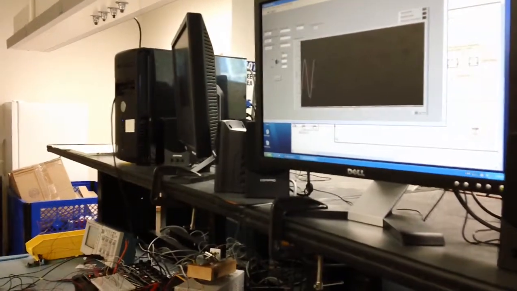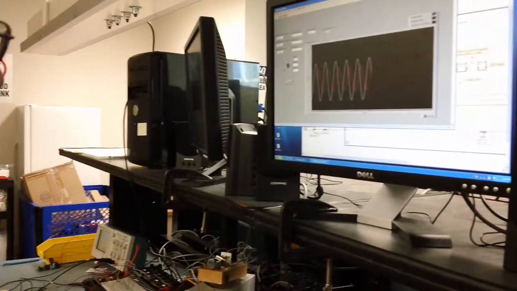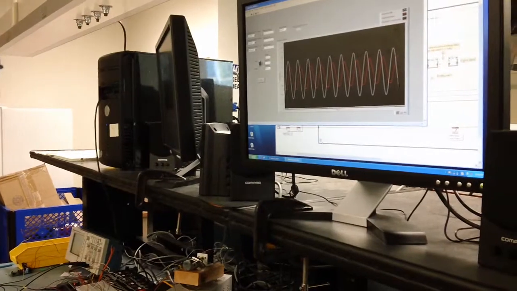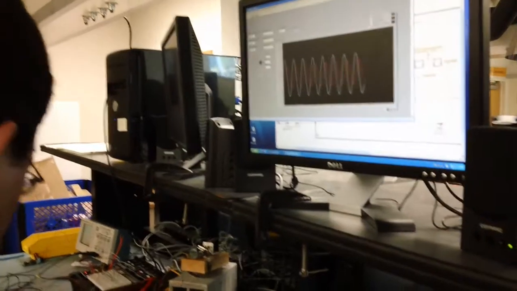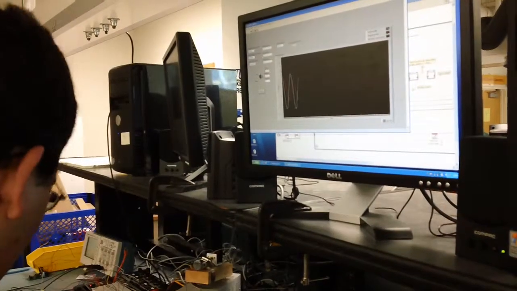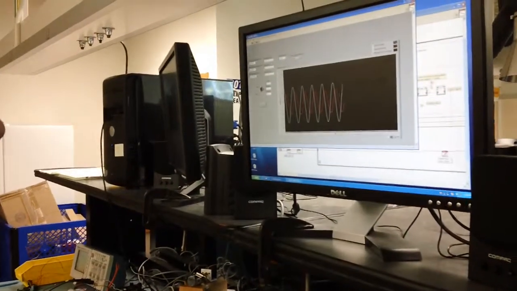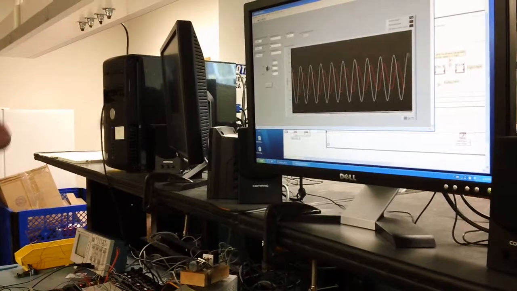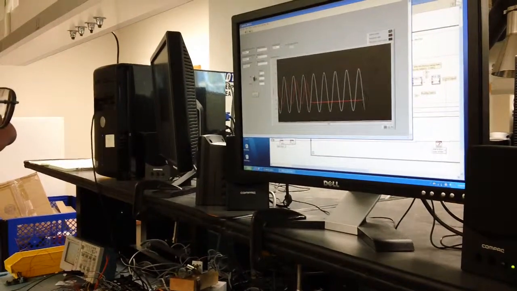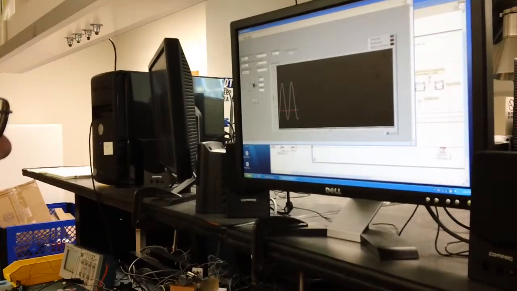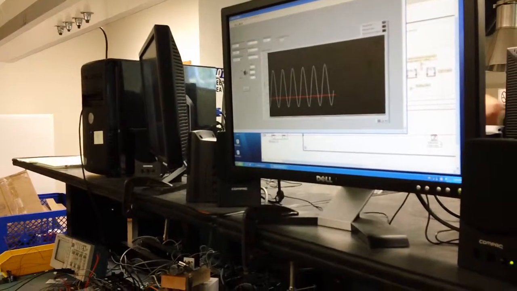Next, the integral gain. Now, a prediction. When I increase it, it is going to go flat. It'll just be a straight line. Let's find out. And will you look at that? It's a straight line. Let's set it back to 0.